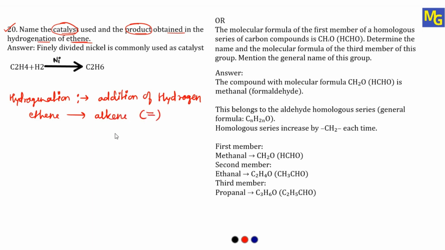Like you can see, eth means 2 carbon. So I took 2 carbon. Here both should have a double bond. And the remaining valency of these carbons, you balance it with hydrogen. And this is called ethene.